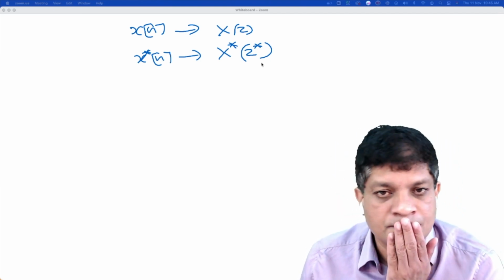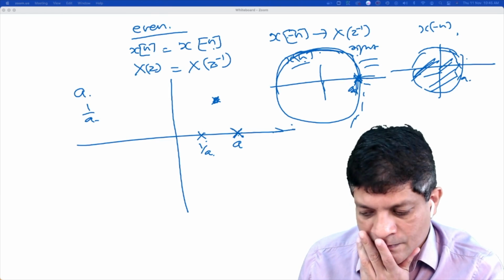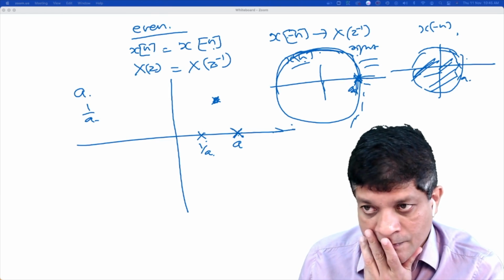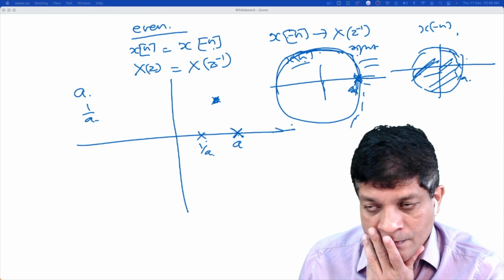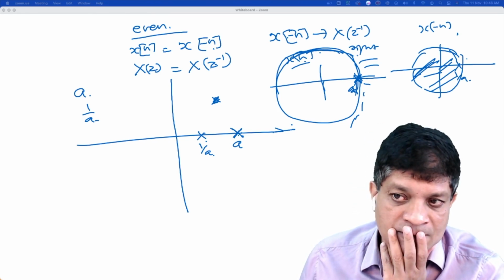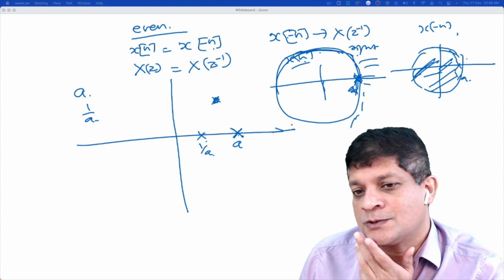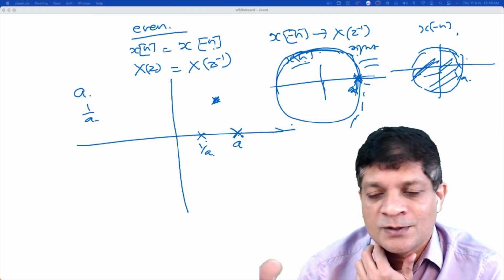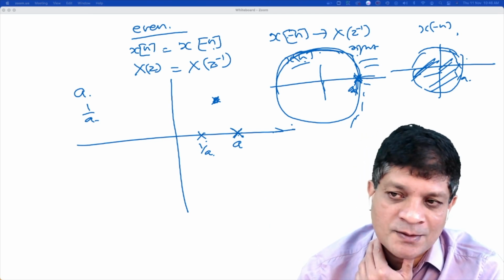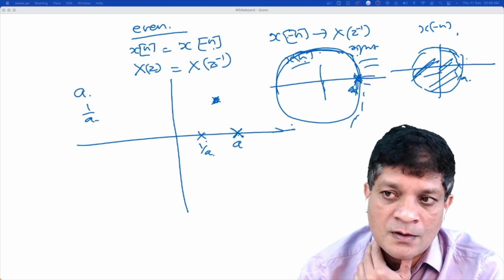the property. Excuse me, sir. Yes. Sir, in the last property, if it is an even signal, then what would be the ROC if it is finite duration? No, ROC will not change in that case. Even signal means the location of the poles, even after flipping that, will remain the same, isn't it? Yes, sir, the location of the poles would remain. I was asking what would be the ROC of the original even signal.